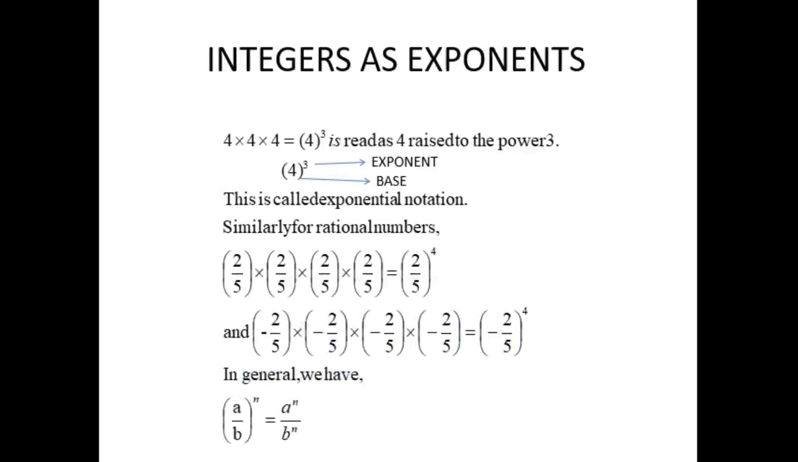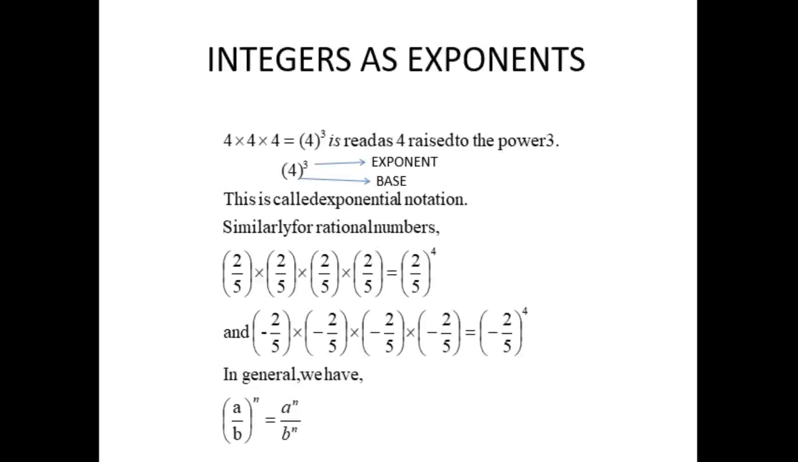Integers as exponents. Now if you see the first example, 4 into 4 into 4 is equal to 4 raised to the power 3. It is read as 4 raised to the power 3. Now if you see there, the 3 is the exponent, that is the power, and 4 is the base. When you write 4 raised to the power 3, this is called exponential notation.